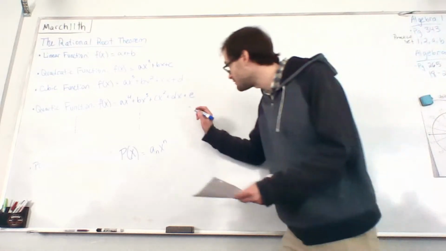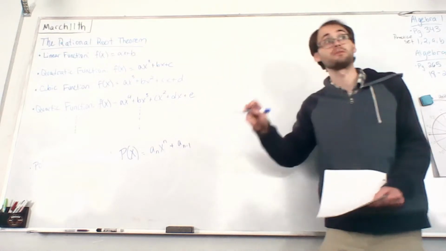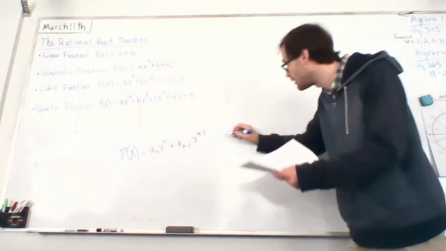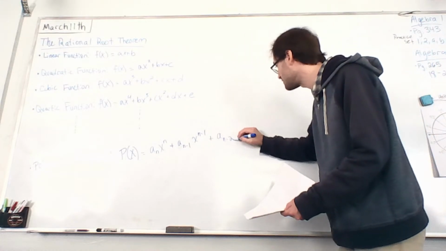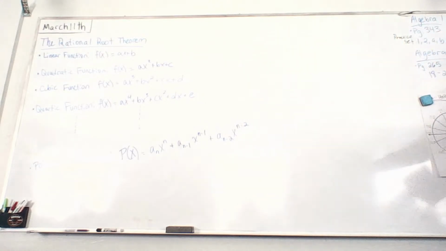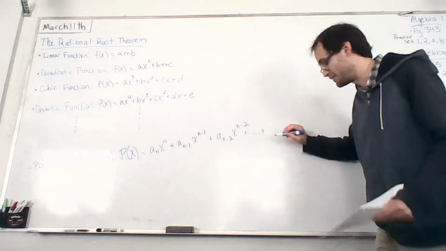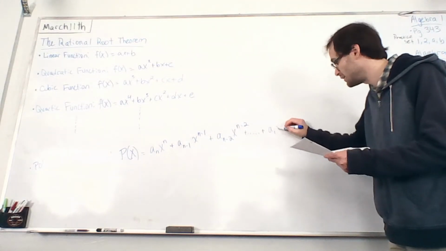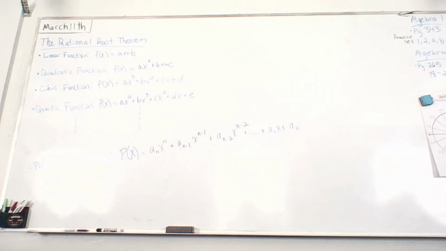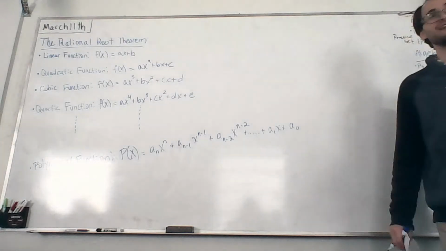All right. A sub n times x to the n plus a sub n minus 1, so the previous coefficient, times x to the n minus 1, the previous power, plus a sub n minus 2 times x to the n minus 2, and so on and so forth, all the way down to a1x plus a naught. That's the general form of a polynomial function for degree n.